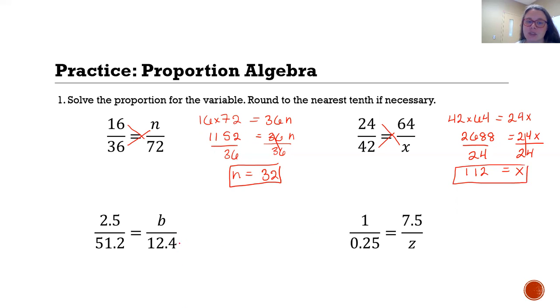All right. Same thing, exactly the same process when you have decimals. So 2.5 times 12.4 equals 51.2. B. Make sure you know how to do this kind of algebra. If this is the only kind of algebra you remember from my course, I can live with that.